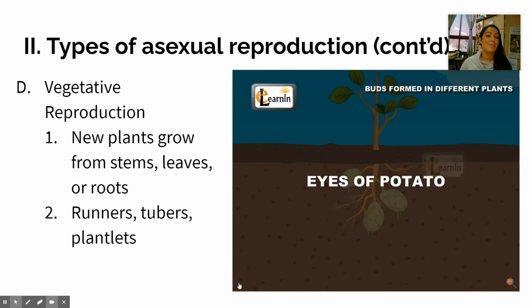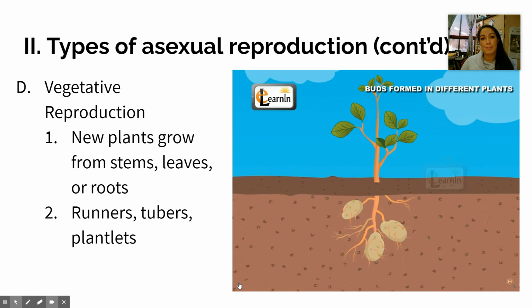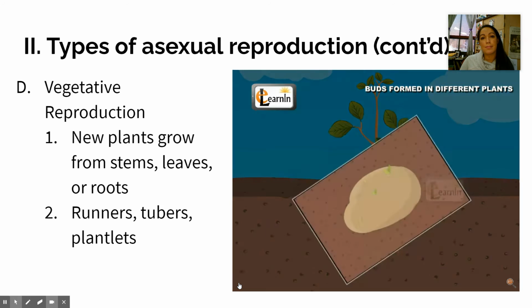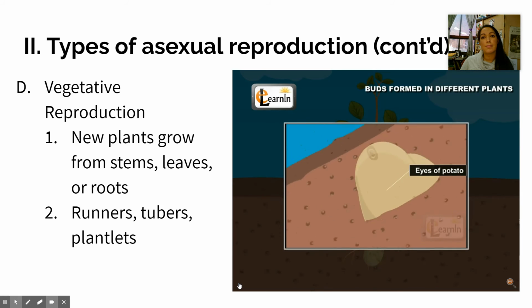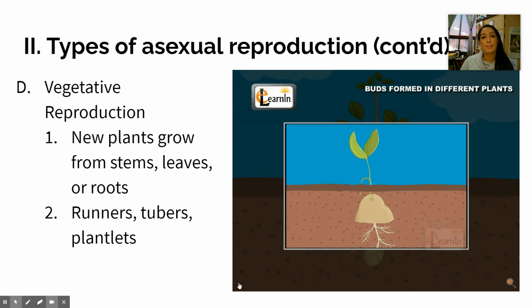Eyes of potato. Potato tuber is a modified stem. The shape of these structures is similar to an eye. These are called the eyes of the potato. These eyes are cut from the tuber and germinated in the soil.